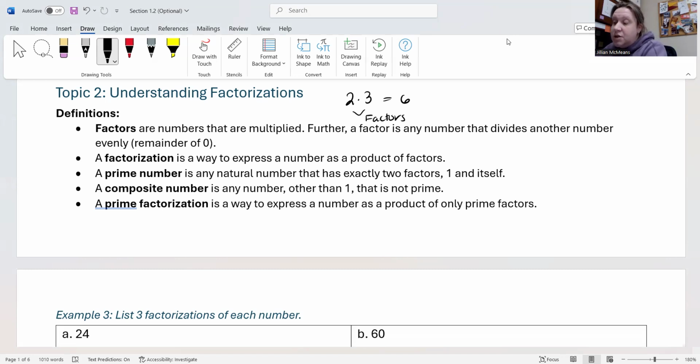A factorization is a way to express a number as a product of factors. So 2 times 3 is a factorization of 6.